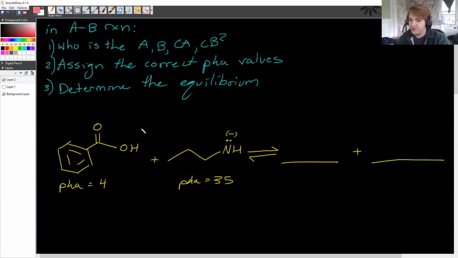All right. So just to make these things easy, we could talk about the specific chemical name, but I'm just going to label this structure Dave. And this one looks like a Nancy. So we're talking about Dave and Nancy here, all right? And Dave and Nancy are going to react in an acid-base reaction. So the first step is to assign who is the acid and who's the base.